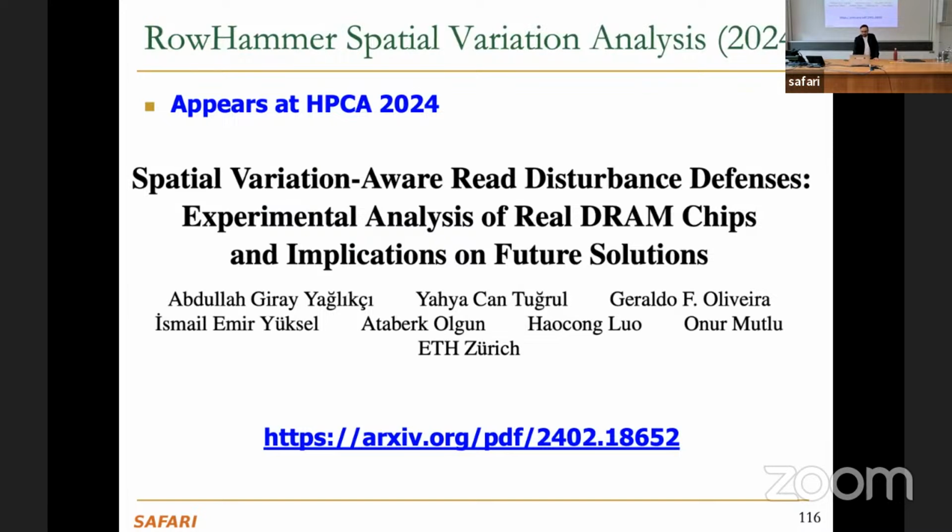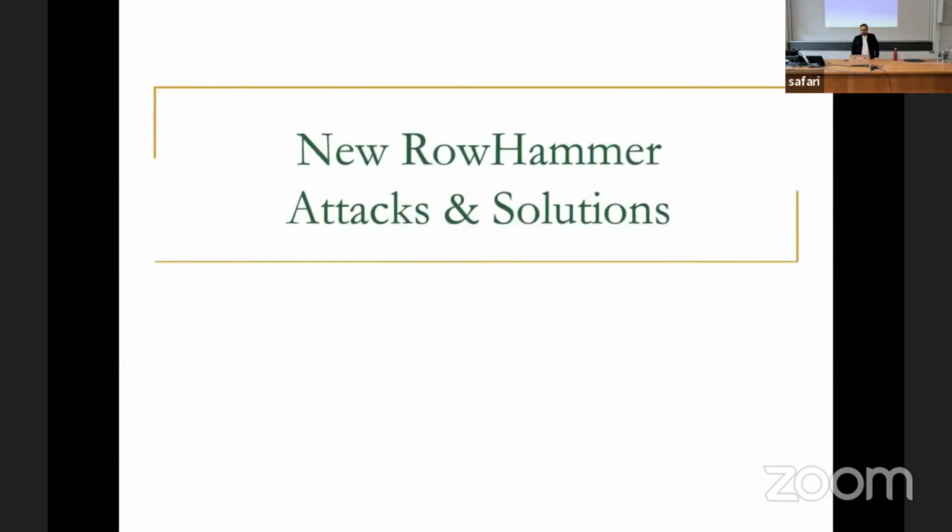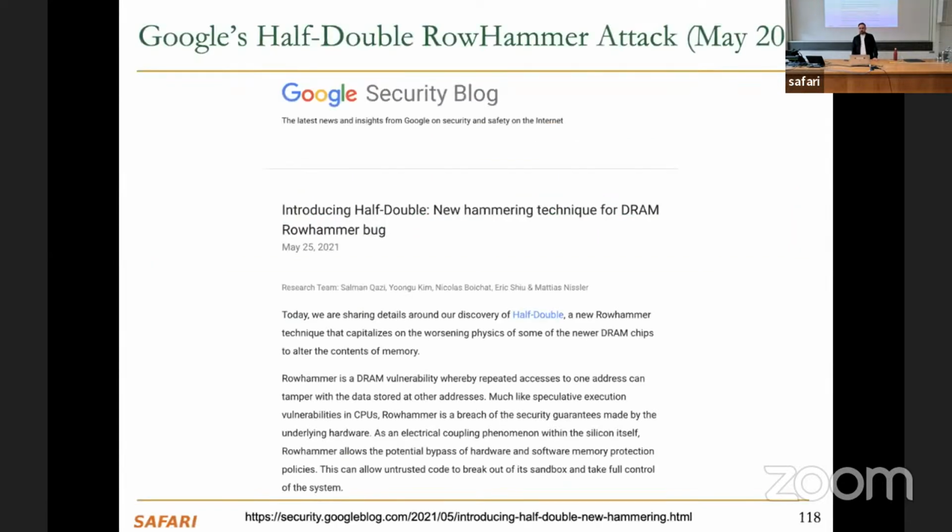There is another paper that was published in HPCA that shows the spatial variation, which I will cover tomorrow. And with that, we are done with the understanding part of the post-2020 works, and we will move to some new RowHammer attacks and solutions.